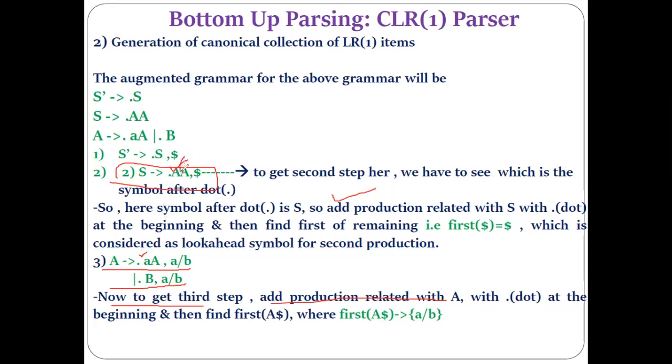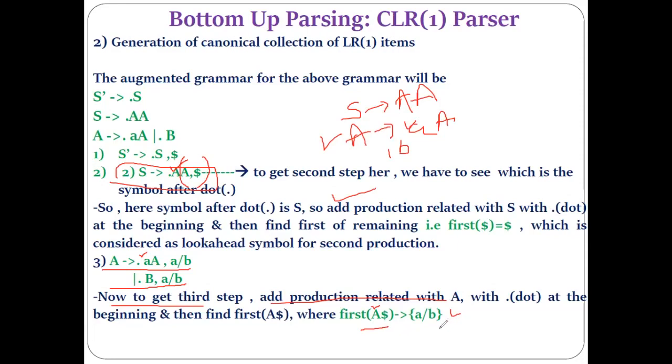and take the first hop remaining. Means you have to take the first of the remaining, means you have to take the first of dollar. So if you see our original grammar is like this: S derives A, and A derives a or b. So what is the first of A? First of A is a and b, so we have to take the first of A, that is a and b. So we just add a and b. Okay, and first of dollar is what?